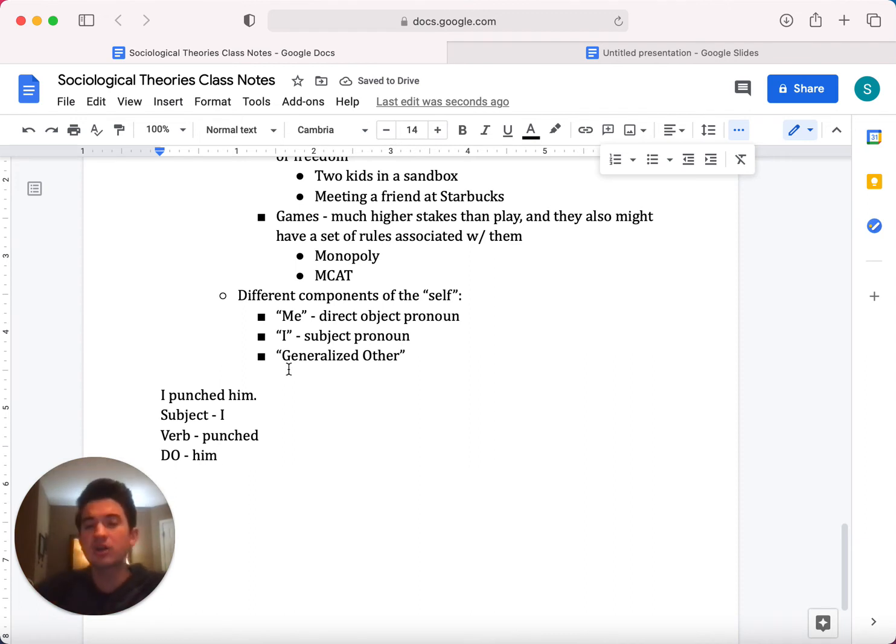So let's talk about the me, the direct object pronoun in this theory of the self, in terms of a simple sentence. In this sentence, what is him? If you look at this word him, this is the direct object. It's receiving the action of the verb. So him is being punched. It's receiving my punch. Let me change this to a name so it's simpler. Let me say I punched Michael, the biochem instructor. Let's pretend I'm punching Michael.